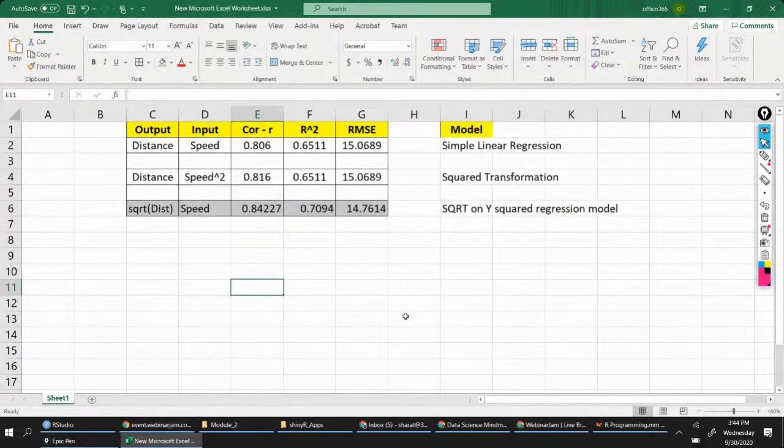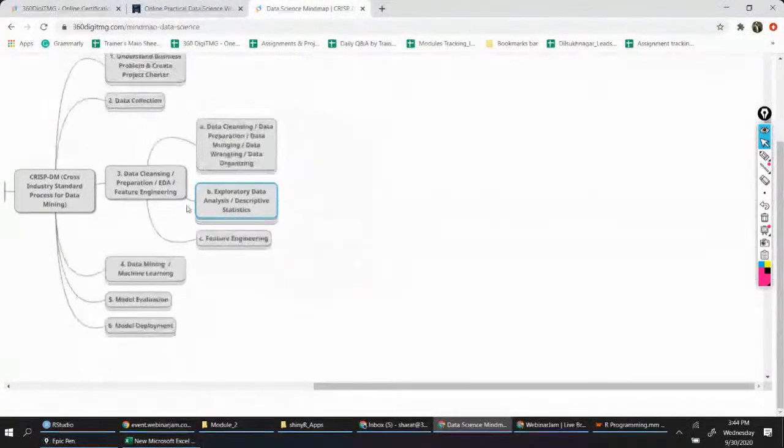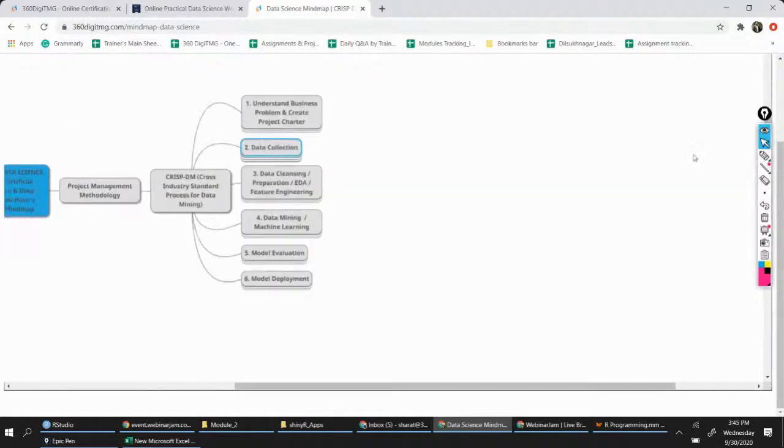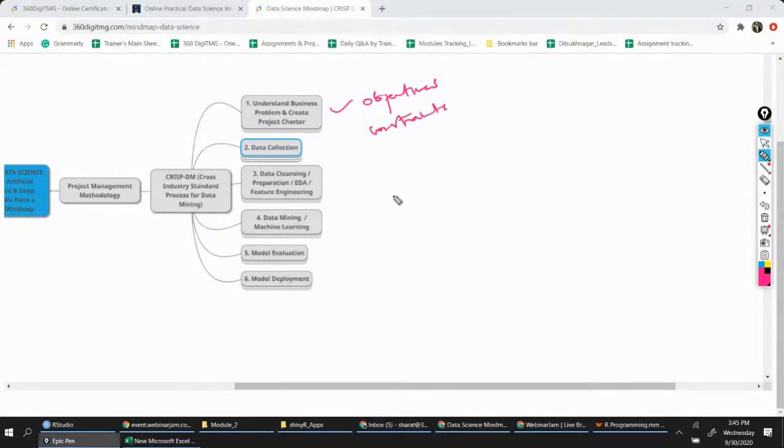Okay. Now, before I conclude this as the best model, if I go back to the CRISP-DM here, what we've learned is we understood these steps: objectives, constraints, and project charting. Then data collection, primary source, secondary source, and different data types.